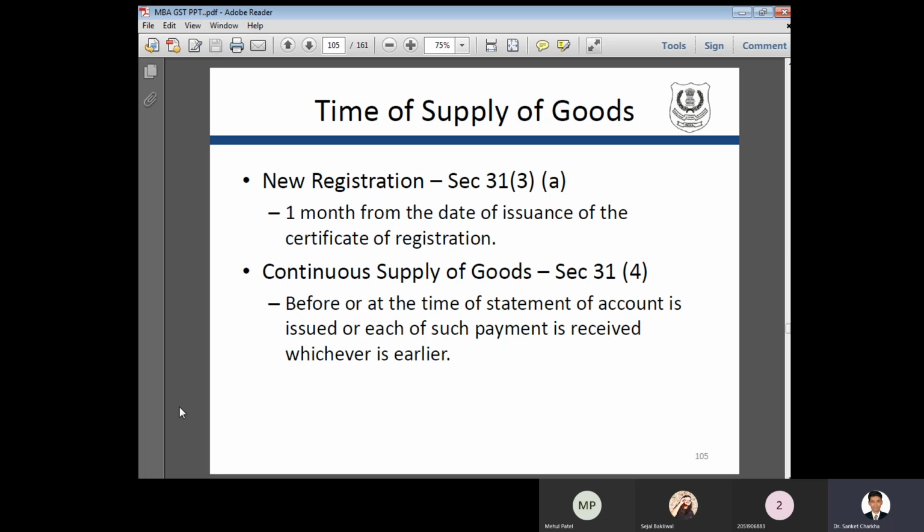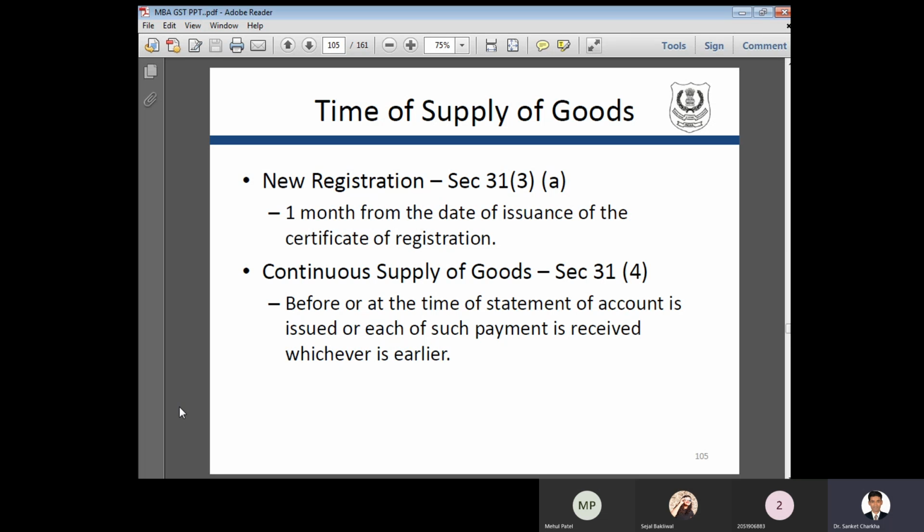Continuous supply of goods and services under section 31(4): before or after the time the statement of account is issued or each such payment is received, whichever is earlier. So as soon as you prepare your statement of account, that is once your balance sheet is prepared, or once your payment of the entire commodity is received, whichever is earlier, the same duration will be treated as a continuous supply of goods and services. So there are two considerations. First thing is the new registration. So जैसे ही आपका नया रजिस्ट्रेशन होता है और नया रजिस्ट्रेशन होने के बाद within 1 month अगर आपका सर्टिफिकेट ऑफ रजिस्ट्रेशन मिल जाता है, then your time of supply starts immediately.